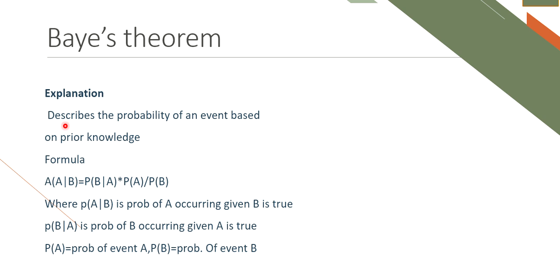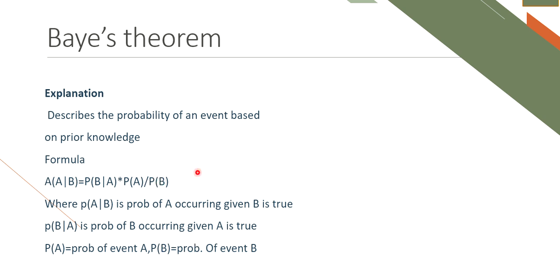So for that you have to write a definition, and then we have the formula for Bayes theorem. The probability of occurrence of event A given B is defined as P(A|B) = P(B|A) × P(A) / P(B). Here P(A|B) is the probability of A occurring given B is true. P(B|A) is the probability of B occurring given A is true. P(A) is the probability of event A, and P(B) is the probability of event B.